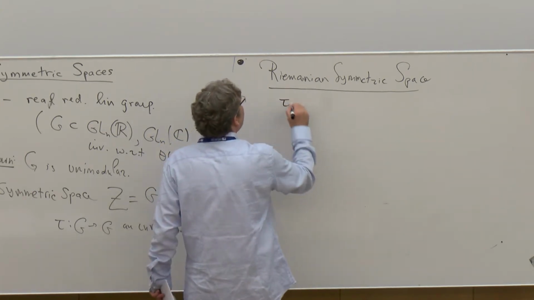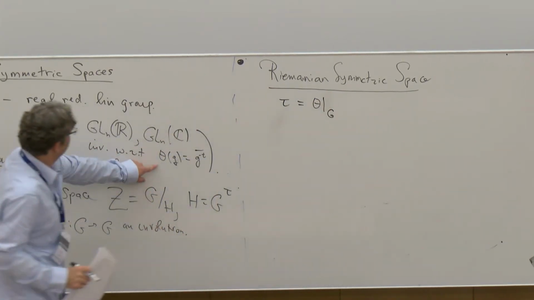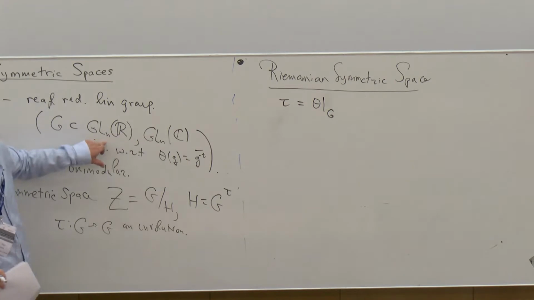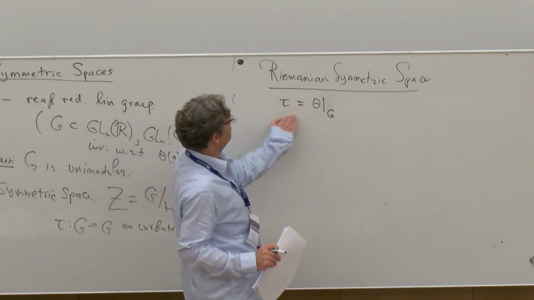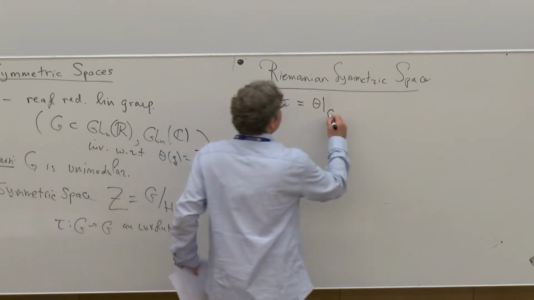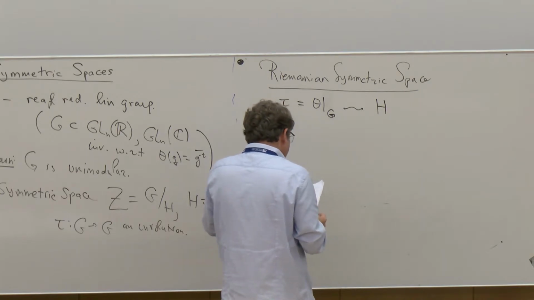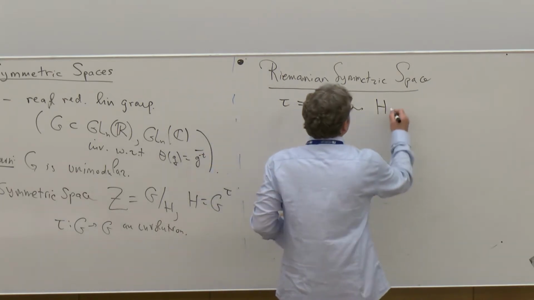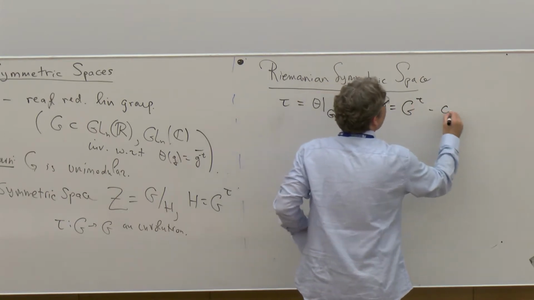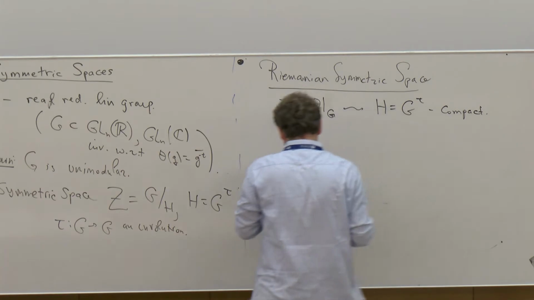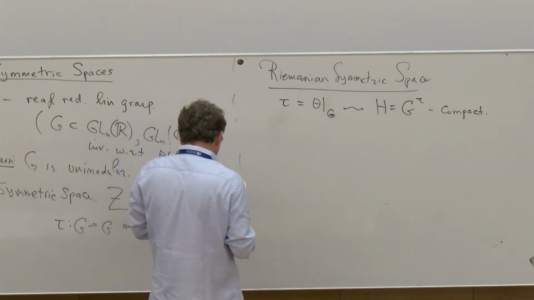So if we define tau to be theta restricted to G. Theta was, maybe it was not clear, an involution defined on this big group. I can restrict it to G and define an involution now on my G. And this leads to H, which is going to be, well, tau is compact, and it admits a Riemannian structure.